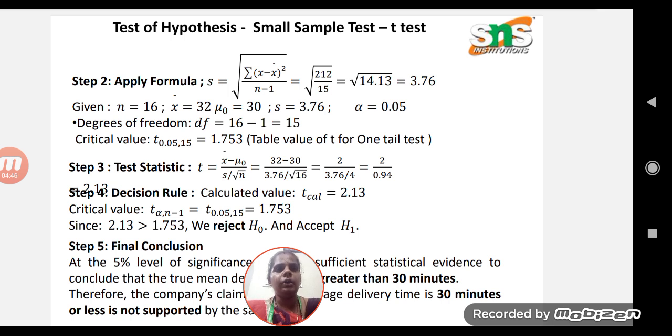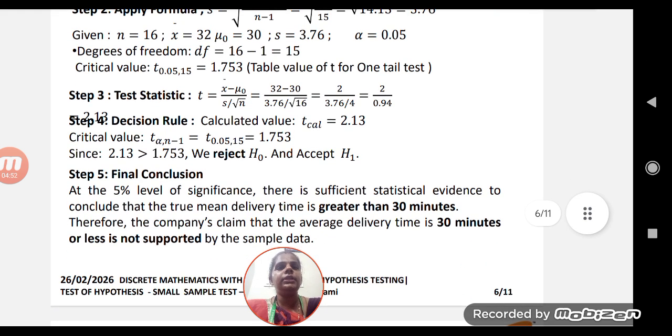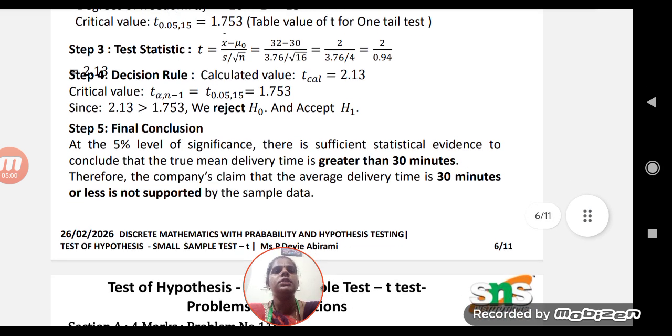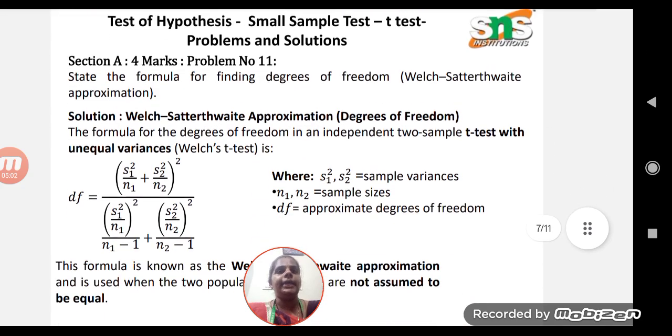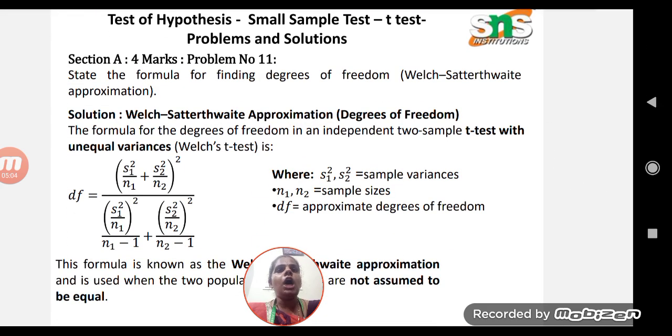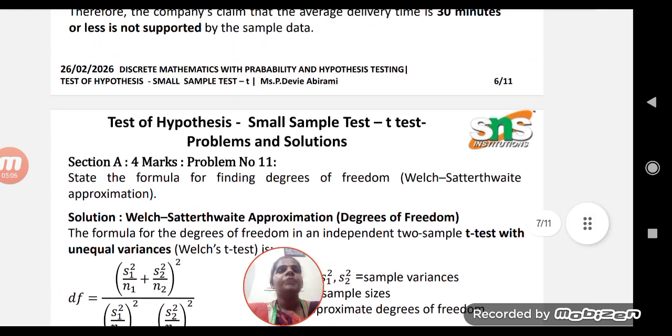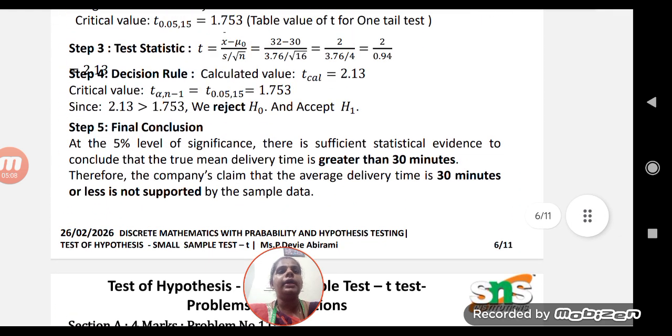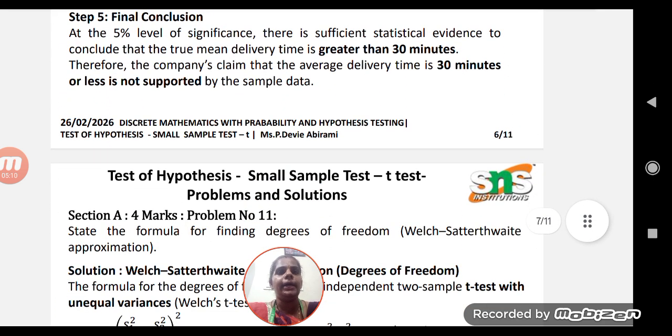But if we accept the alternate hypothesis, we have to reject the null hypothesis. So in the final conclusion, I have given that the mean delivery time is greater than 30 minutes. Therefore, the company's claim that the average delivery time is 30 minutes or less is not supported by the sample data. Okay, this is how we have to calculate the t-test by using the null hypothesis and alternate hypothesis values.